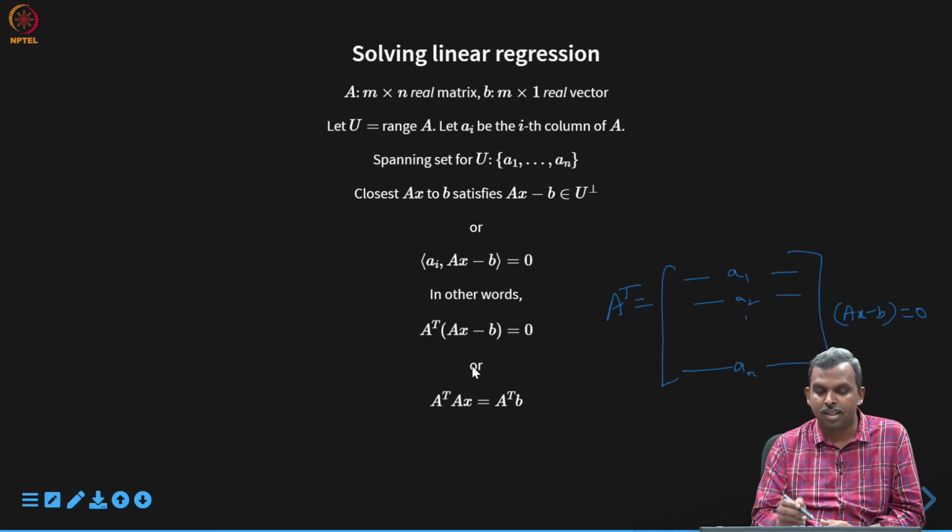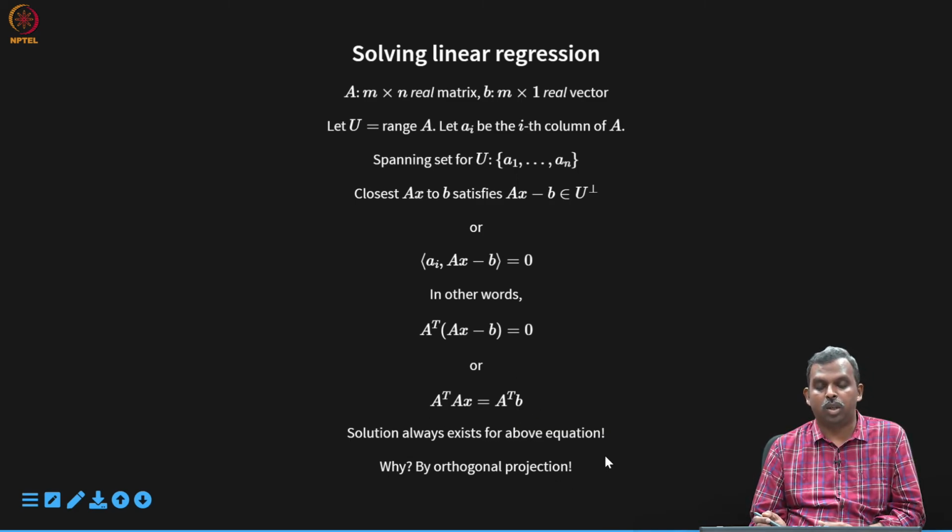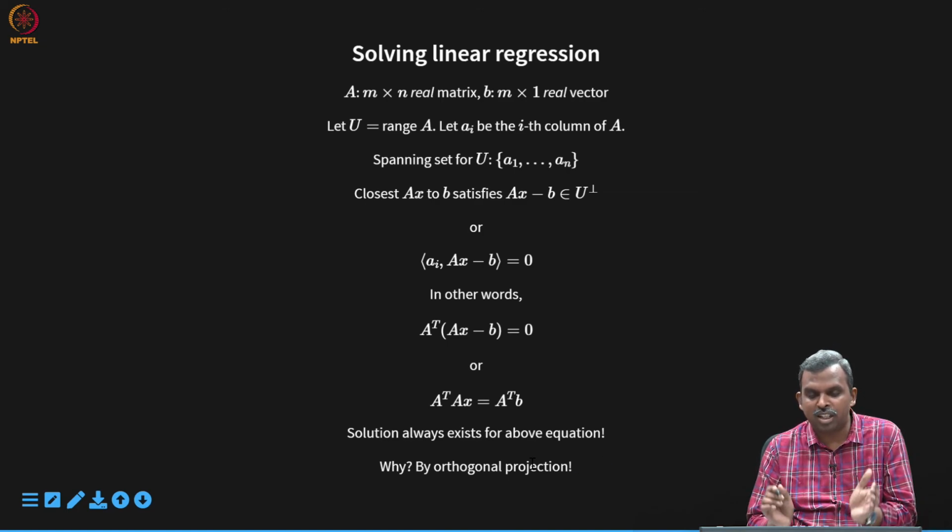So a solution always exists. There are various ways to show that a solution always exists, even if you don't like the inner product approach. We will do that later on for equations like this. But when you have inner products and projections, a solution will always exist by the orthogonal projection that we are looking at. So this is another way of thinking of linear regression.